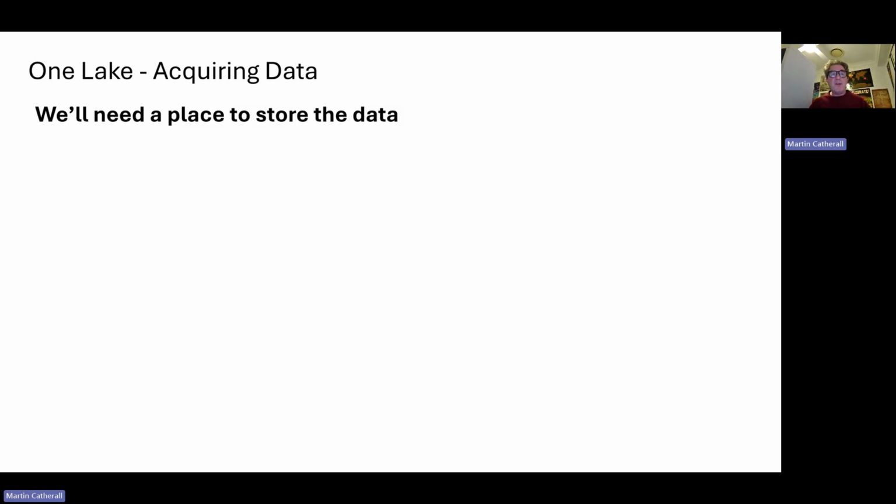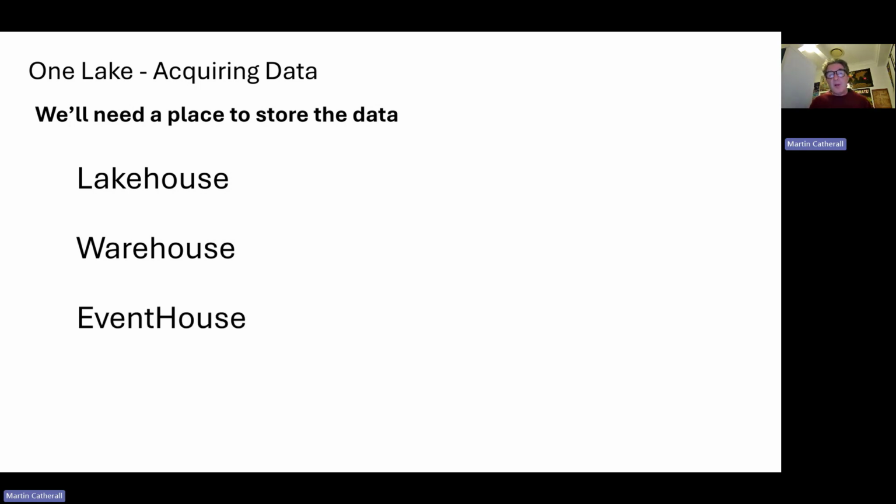But OneLake, so we need a place to store the data. So what places are available to actually store it? Well, we've got the lakehouse and we've got the warehouse. Kind of very similar. You can't really modify things with SQL in the lakehouse, whereas you can in the warehouse. You might use a lot of Spark SQL in the lakehouse and a lot of T-SQL in the warehouse.